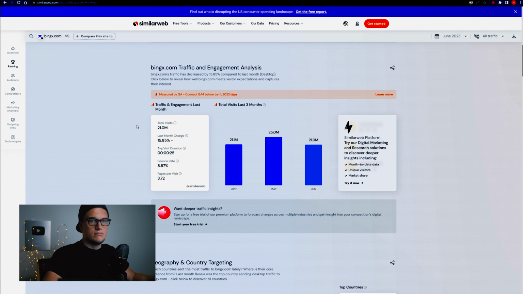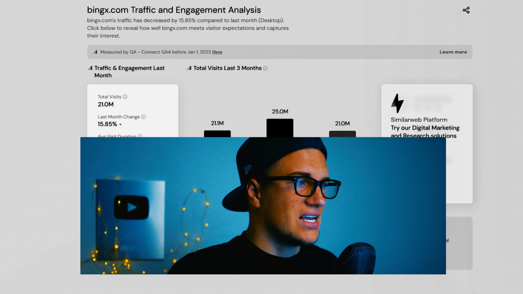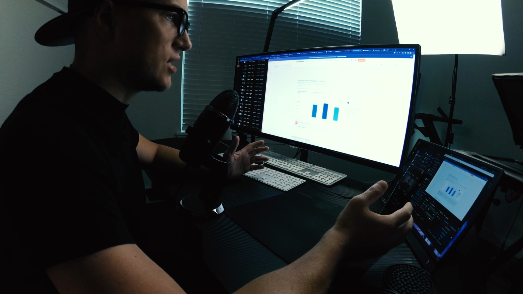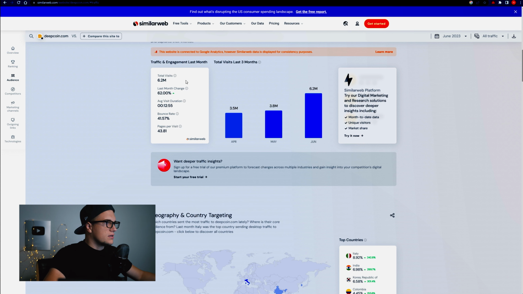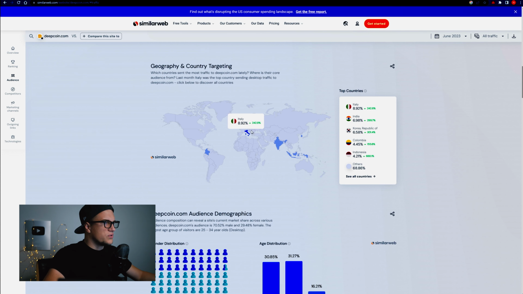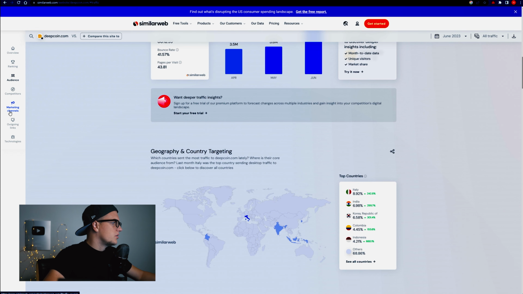Okay, maybe it is a mistake, but I see a lot of red flags. Average visit duration is 25 seconds. We see 21 million in monthly visitors, but average visit duration is only 25 seconds. It doesn't seem like real traffic to me. I do have problems with these metrics. Deepcoin.com seems like a promising exchange, and weirdly enough, a lot of traffic comes from Italy. But hey, the exchange seems good to me. Let's move on.